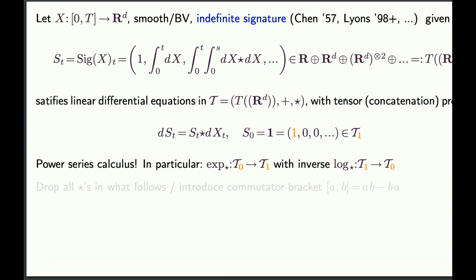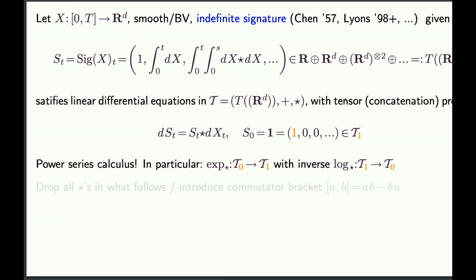This is the tensor algebra. As a linear space, it's clear, but you have a natural algebra structure there, which is basically the calculus of power series in d non-commuting indeterminates. So the calculus aspect here is quite easy. And if you think about it, this signature, if you take a derivative here, then you just take off one integral here at a time.